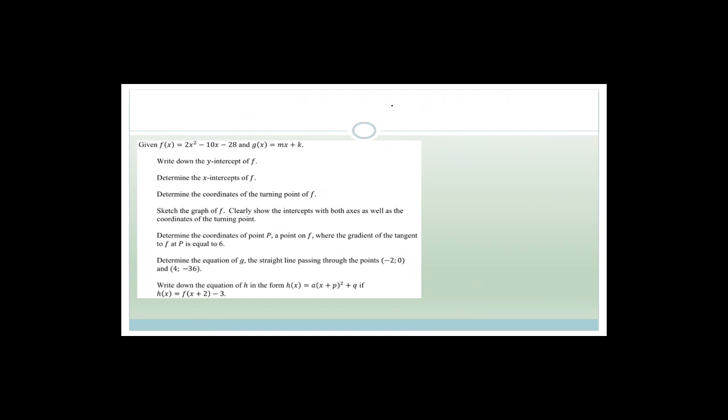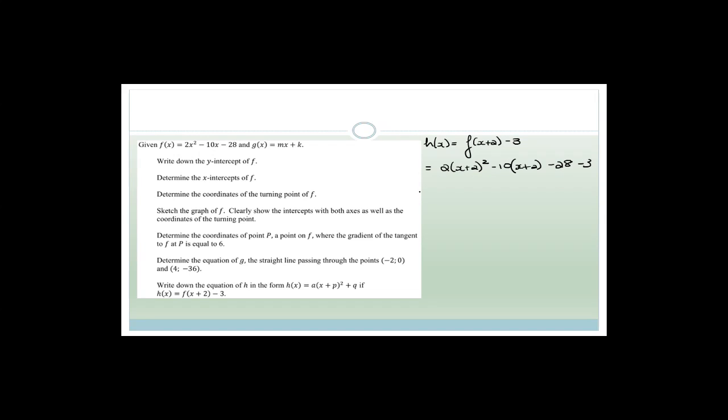Okay, so h of x is equal to f of x plus 2 minus 3. First of all, what does that mean? That means wherever we see an x here, we now need to write x plus 2. So it's going to be equal to 2 times (x plus 2) all squared, minus 10 times (x plus 2), minus 28. And then minus 3 because of that.